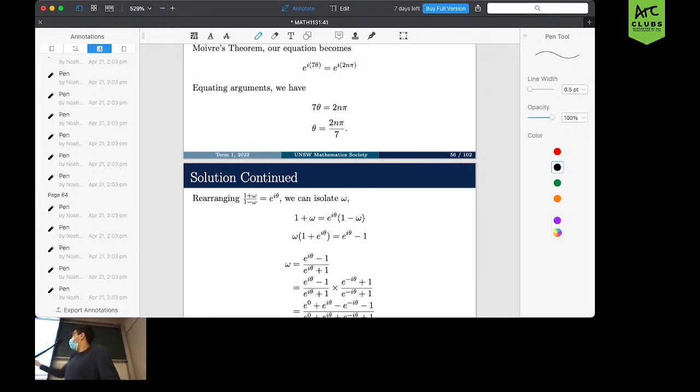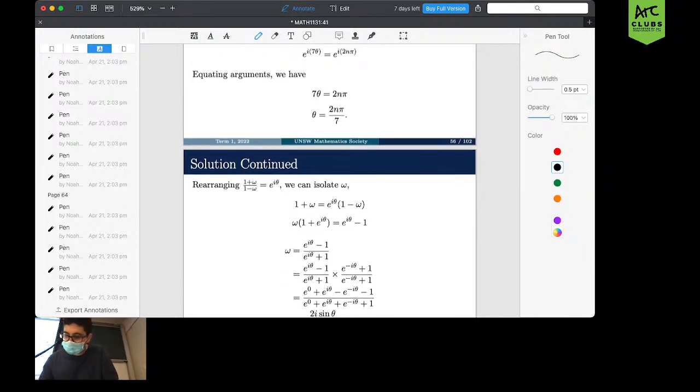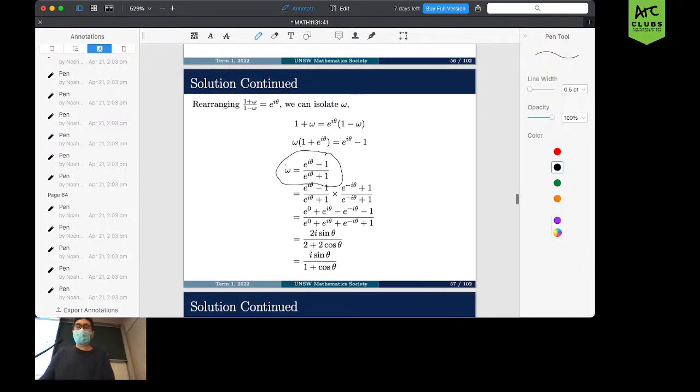Now we can multiply both sides by 1 minus omega to get 1 plus omega is equal to e to the i theta times 1 minus omega. And now we can isolate for omega to get omega is equal to e to the i theta minus 1 divided by e to the i theta plus 1. And we have a complex number on the denominator. So usually we multiply by the conjugate of the denominator to essentially rationalize it. And obviously the conjugate of e to the i theta plus 1 is equal to e to the minus i theta plus 1. So that's why we multiply top and bottom by e to the minus i theta plus 1.